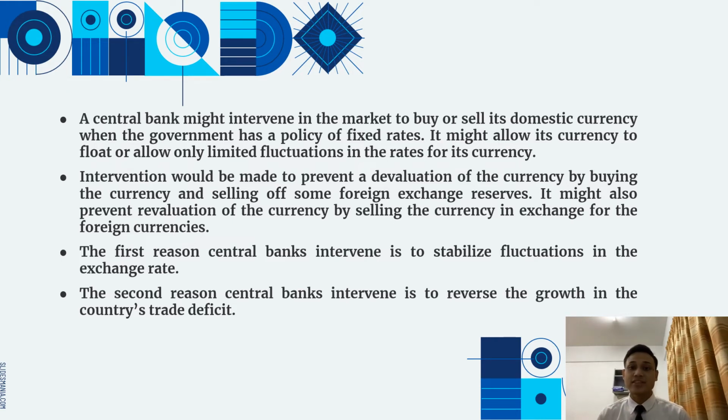The second reason central banks intervene is to reverse the growth in the country's trade deficit. Trade deficit or current account deficit can rise rapidly if a country's exchange rate appreciates significantly. A higher currency value will make foreign goods and services (G&S) relatively cheaper, stimulating imports, while domestic goods will seem relatively more expensive to foreigners, thus reducing exports. This means a rising currency value can lead to a rising trade deficit. If the trade deficit is viewed as a problem of the foreign economy, the central bank may be pressured to intervene to reduce the value of the currency in the foreign market and thereby reverse the rising trade deficit.